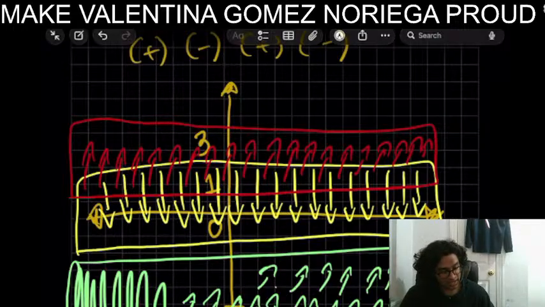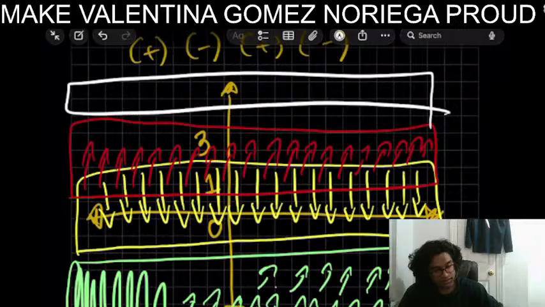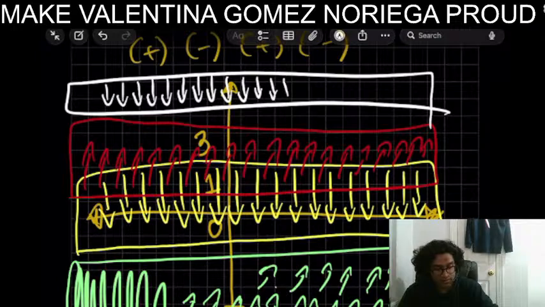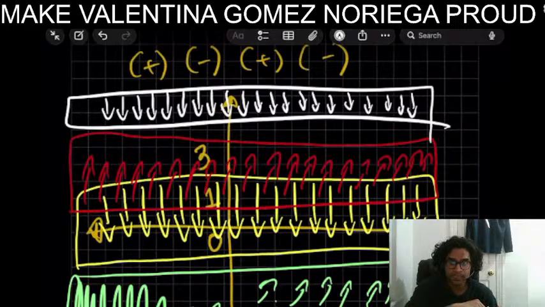And anything greater than 3, it is going to go downward, right? We have up, down, like that, right? So it's going to go up, down, up, down.